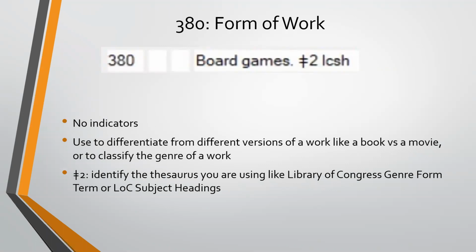So if I had John le Carre's Tinker, Tailor, Soldier, Spy, there's the book, there's a TV version, and there's a movie. I can use a 380 to differentiate the two. I can also have a subfield 2 and identify a thesaurus to add a genre. In this case I have board games, subfield 2, Library of Congress subject heading. So there's also a Library of Congress genre form term for board games as well, or possibly some other materials that you might have.